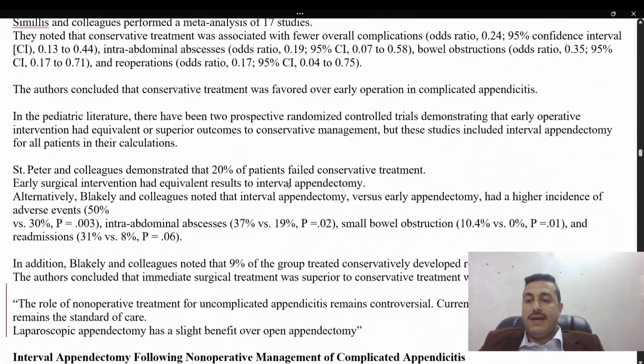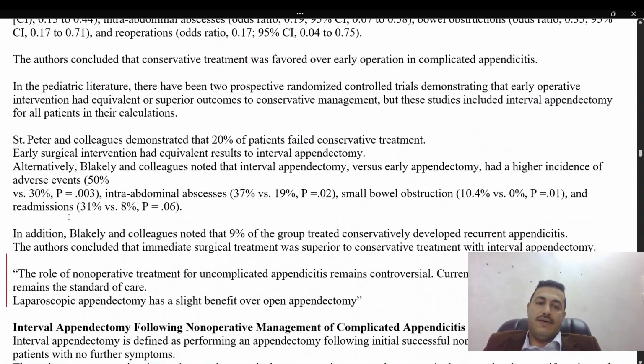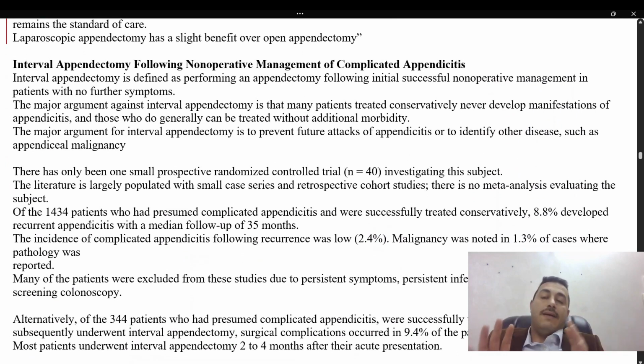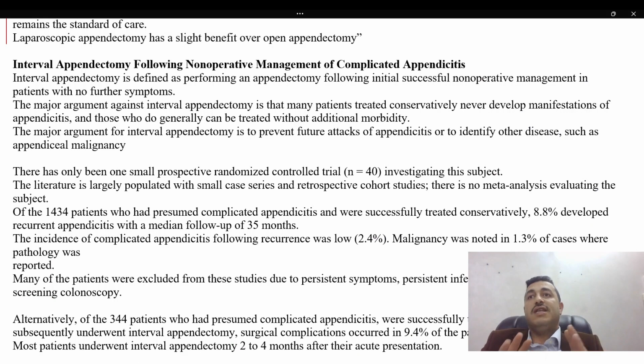What else can we add? The role of non-operative treatment of uncomplicated appendicitis remains controversial. Now, interval appendectomy: as we said, we treat the patient conservatively, then we proceed to interval appendectomy, and questions appear. First of all, after treating the patient conservatively, what is the chance of developing the signs and symptoms of appendicitis again?